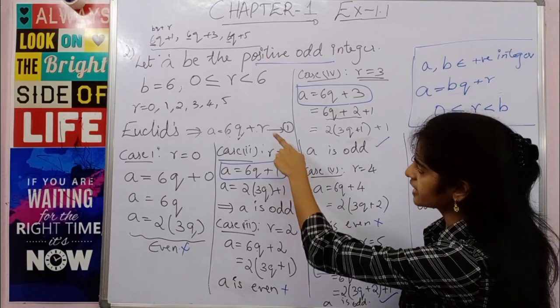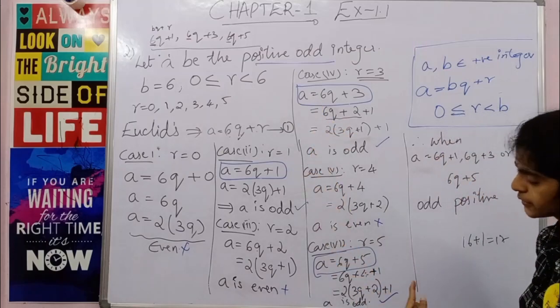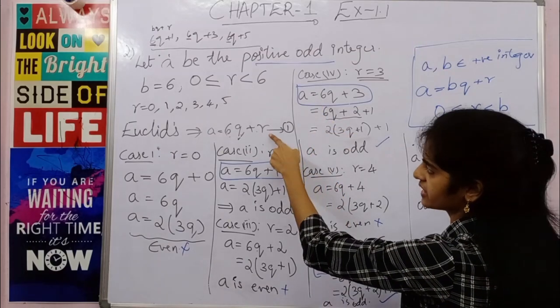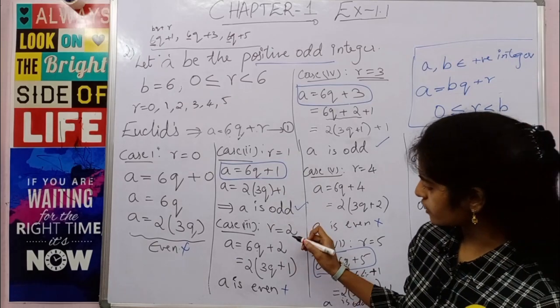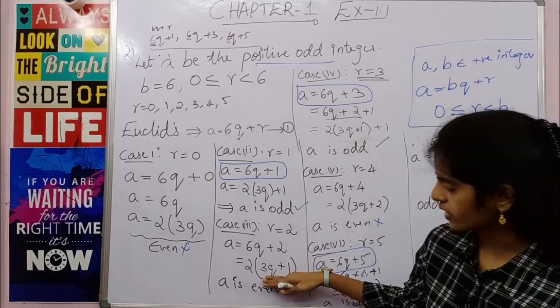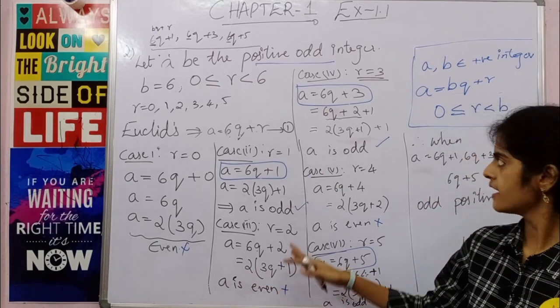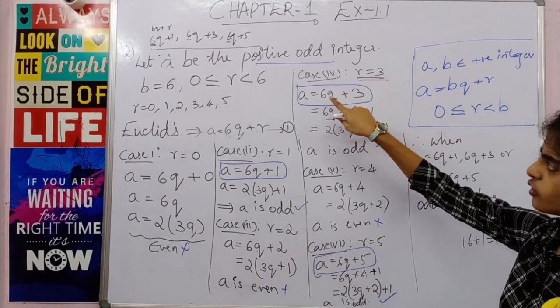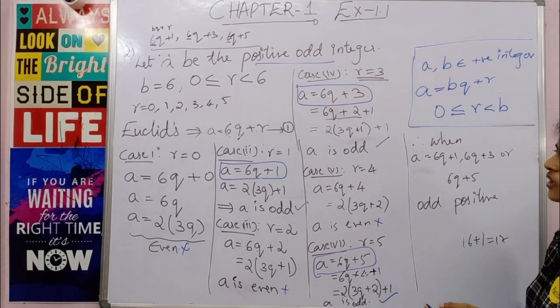So the same concept. Clear? Now when you take R equal to 2, the next case, R equal to 2, 3, 4, so you go on doing that and you substitute in this Euclid's division lemma. When you took R equal to 2, here you can take 2 common, so you got it as even. 2 multiplied by something will give you even. Now here when you took R equal to 3, you got it as 6q plus 3. Now here in this case, what did we do?